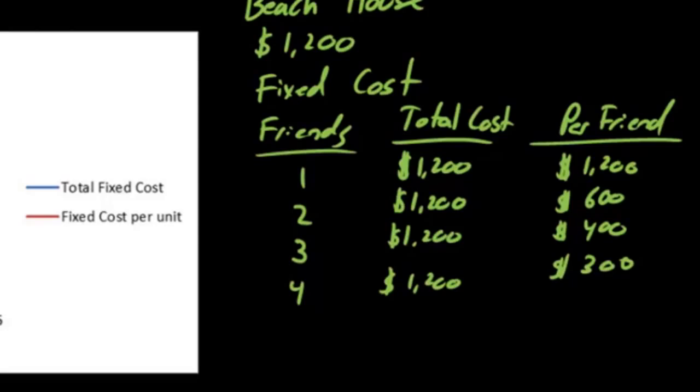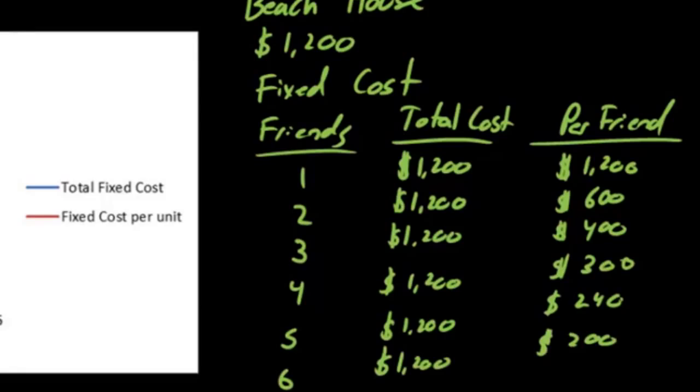Four people, total cost is still $1,200, and now it's only 300 per friend, and you guys are getting the idea right now. If we invite five people in this beach house, the total cost is $1,200 still, but it is only 240 a person. And if we decide to bring six people in this house, still the total cost of the trip is 1,200, and now it's just $200 per person, or per friend, or per unit.